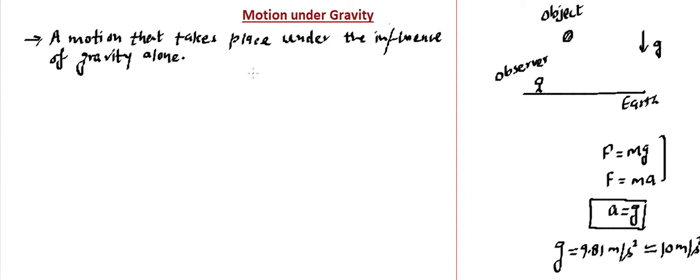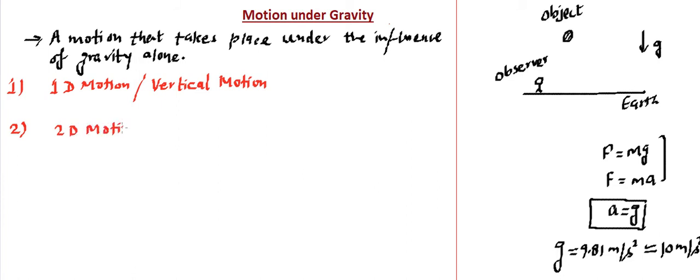Now this motion under gravity is of two types. One is vertical motion, or one-dimensional motion, called 1D motion, which is also known as vertical motion. In vertical motion the object can go upside, downside, or both. The second is two-dimensional motion, or plane motion, which is also known as projectile motion. We will talk about projectile motion in detail.